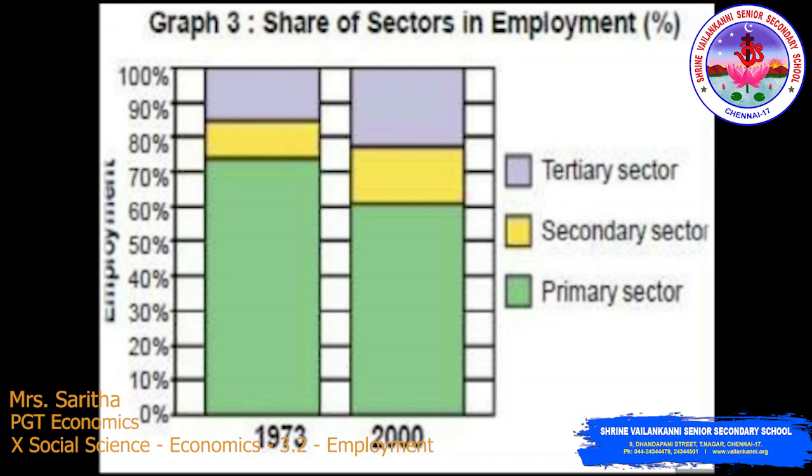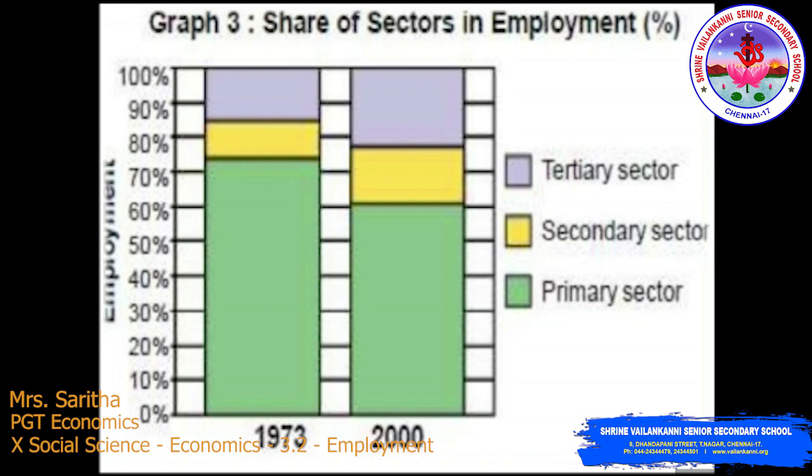Now, a similar shift has not taken place in employment, because graph 3 shows the share of employment in the three sectors. In 1973, the primary sector's share of employment was higher than the secondary as well as the tertiary. Again in 2000, the primary sector's share in employment was higher when compared with the secondary as well as the tertiary. In the recent data, 1972 to 78 and 2017 to 18, the primary sector continued to be the largest employer even now.